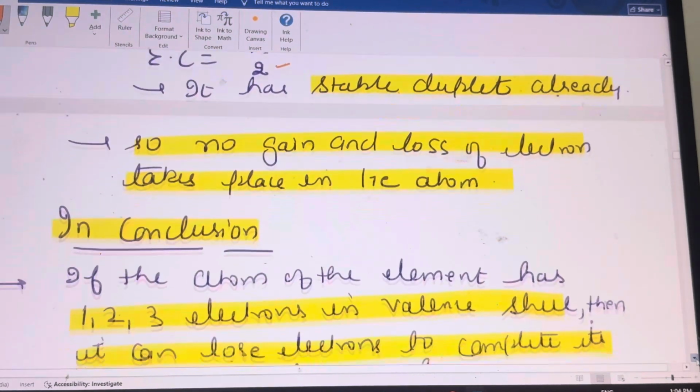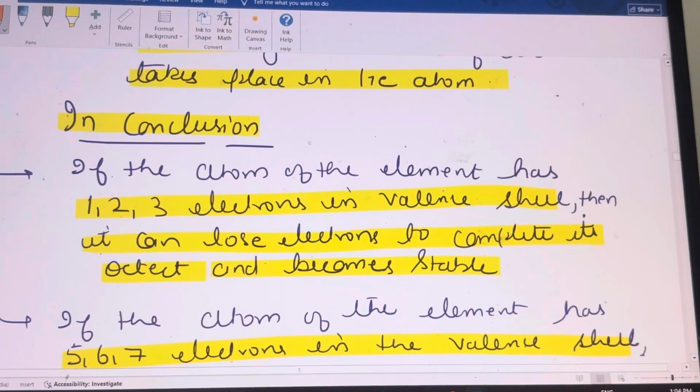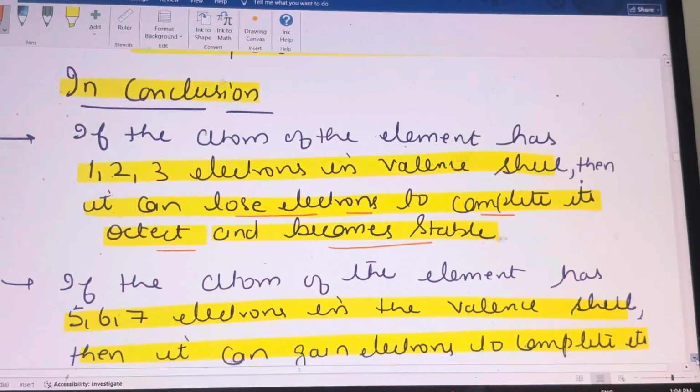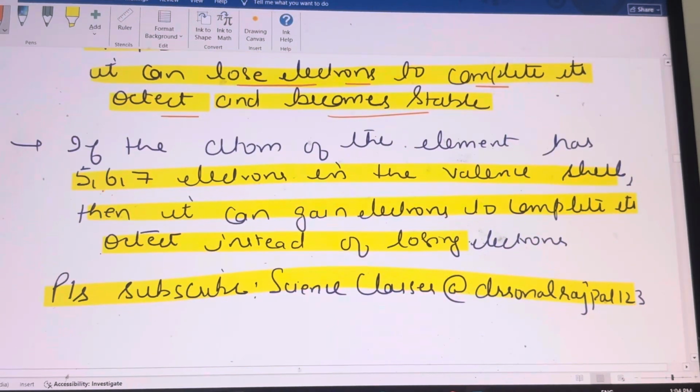So in conclusion, I want to say, if the atom of an element has 1, 2, 3 electrons in the valence shell, then it can lose electrons to complete its octet and become stable instead of gaining electrons. Likewise, if the atom of an element has 5, 6, 7 electrons in the valence shell, it can gain electrons to complete its octet instead of losing electrons.